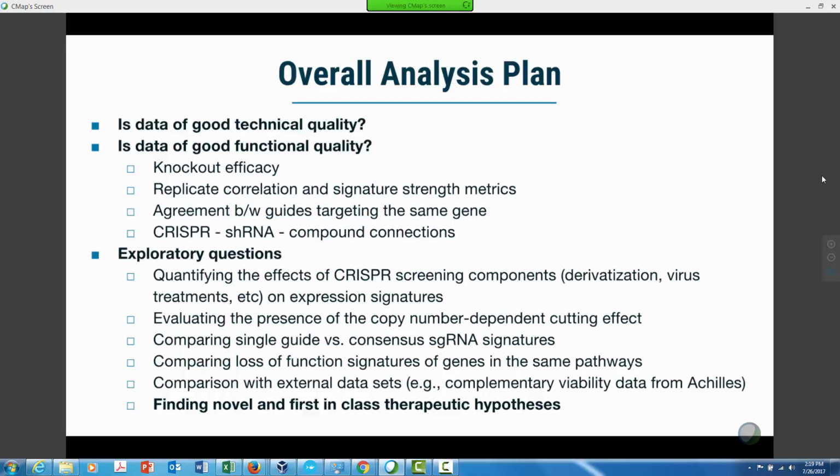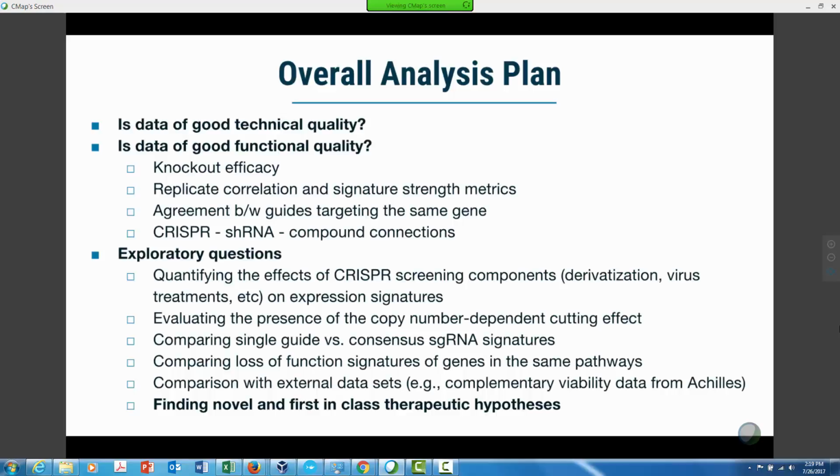Next, I think it's important to assess, is the data of good functional quality? So here I mean, did the knockout actually occur? Are replicates correlated? Are the signatures strong? Is there agreement between guides targeting the same gene? And can we orthogonally validate at least a reasonable proportion of these signatures using our other data? Remember that we chose at least a subset of the genes that we're profiling to overlap with those we already have signatures for in both shRNA and compound space.